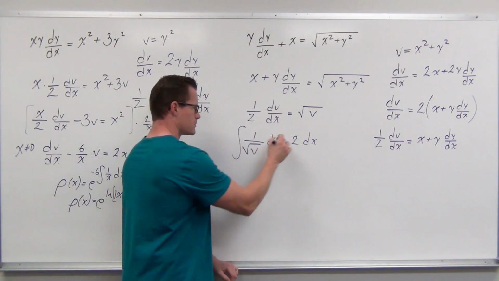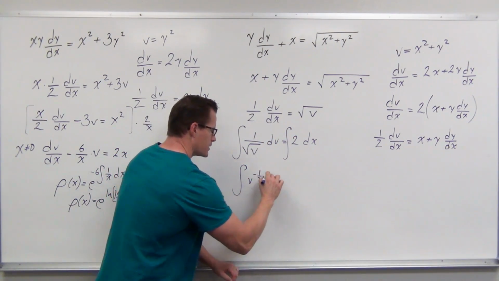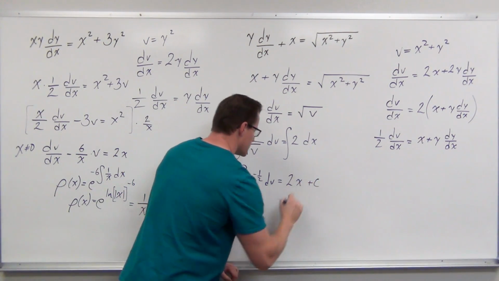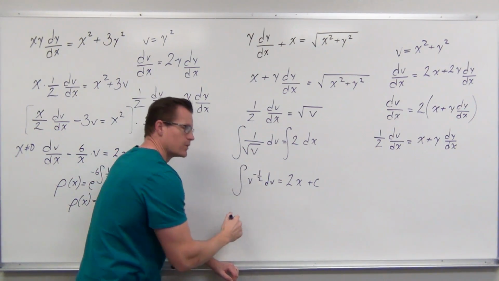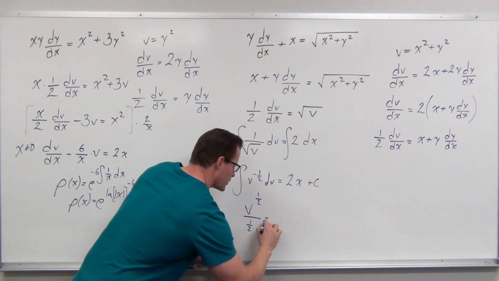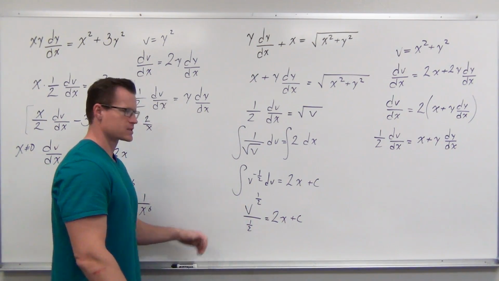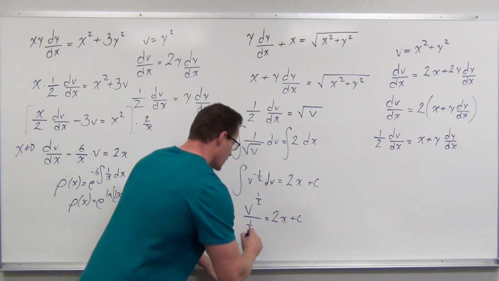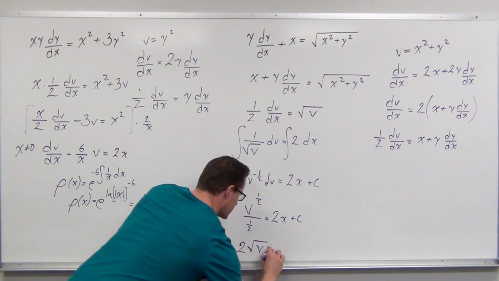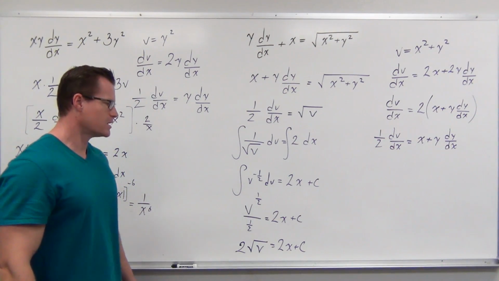Let's integrate both sides. Well, that's going to be an integral of v to the negative 1/2 power dv. On the right-hand side, we'd get just 2x plus c. Left-hand side, let's finish that integral off. Let's see, we add 1, that'd be v to the 1/2 divided by a new exponent. Something divided by 1/2 means multiplied by 2. So this would be 2 square root v equals 2x plus c.